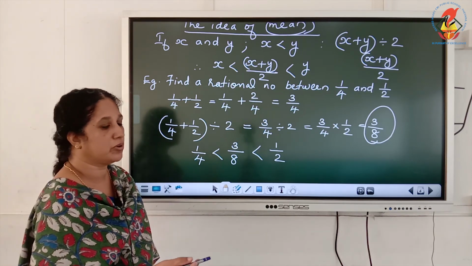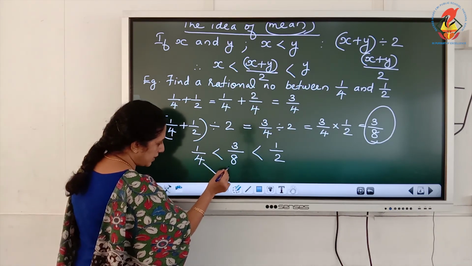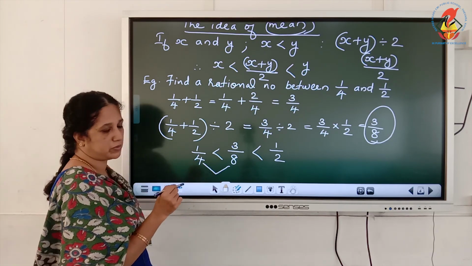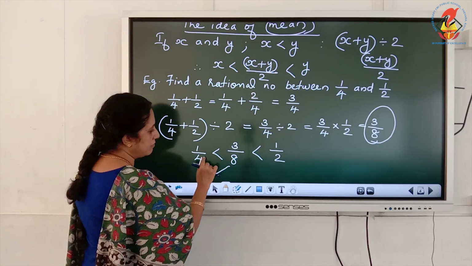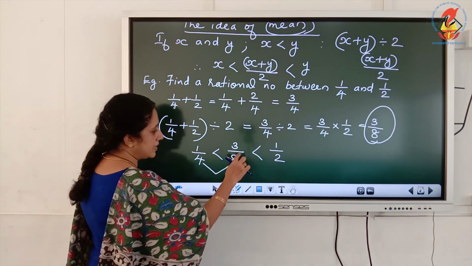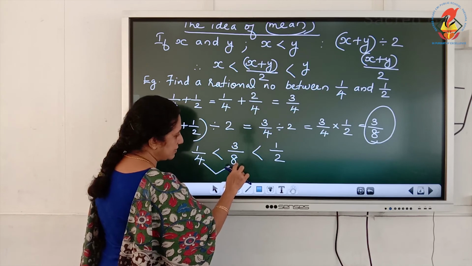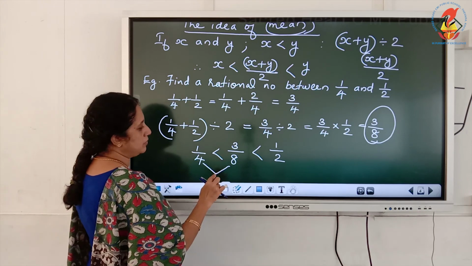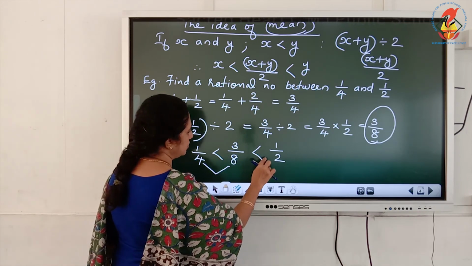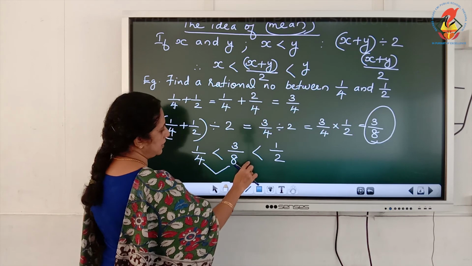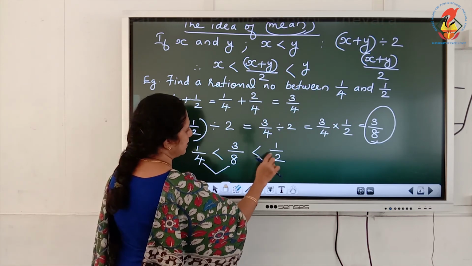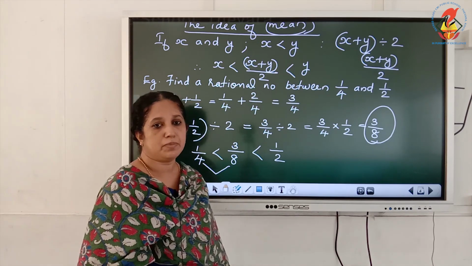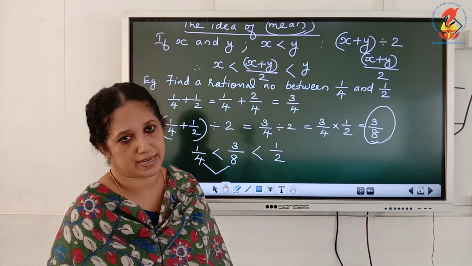Suppose you want to find more rational numbers. Then you can take 1 by 4 and 3 by 8, find their sum, then divide the sum by 2, and you will get a rational number between 1 by 4 and 3 by 8. Then suppose you want a rational number between 3 by 8 and 1 by 2. Add 3 by 8 and 1 by 2, then divide the sum by 2, and you will get a rational number between them. You can proceed in that way and find many rational numbers between two given rationals.